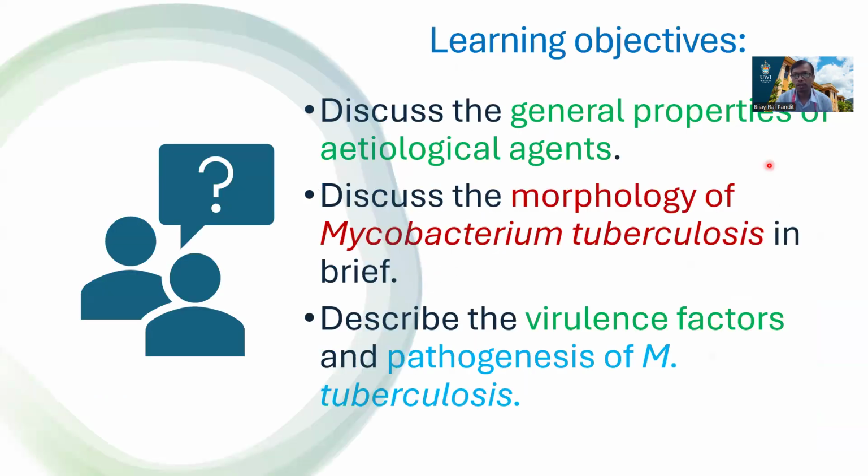So at the end of the session, you will be able to discuss the general properties of the etiological agent, discuss the morphology of Mycobacterium tuberculosis in brief, and describe the virulence factors that are able to cause the disease, that is, the pathogenesis of Mycobacterium tuberculosis.